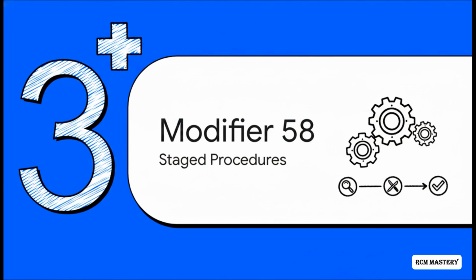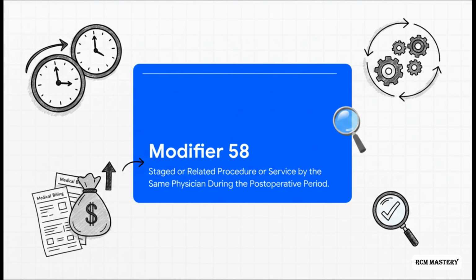Section 3, Modifier 58. This one covers staged procedures, which means planned or more extensive care. So, Modifier 58 is officially defined as a staged or related procedure or service by the same physician during the post-operative period. Basically, using this modifier says, we expected to do this subsequent procedure. It was part of the plan. And just like with modifier 24, if you apply 58 correctly, you are looking at 100% of the allowable reimbursement.